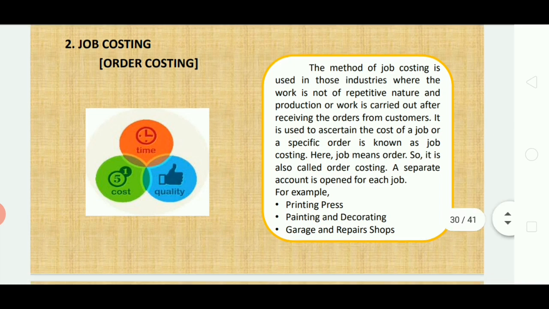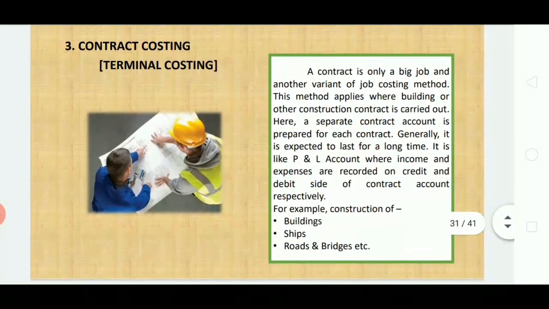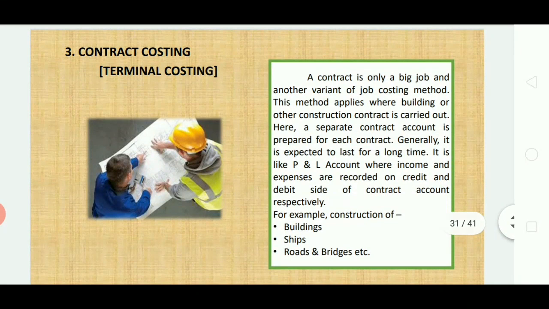Now, the third method is contract costing. The other name is terminal costing. A contract is only a big job and another variant of job costing method. કોન્ટ્રાક્ટમાં એક જ ડિફરન્સ છે કે એ જોબ કોસ્ટિંગ મેથડ કરતાં અહીંયા કેવો ઓર્ડર તમને મળે છે? લાર્જ ઓર્ડર ઓર બિગ ઓર્ડર.